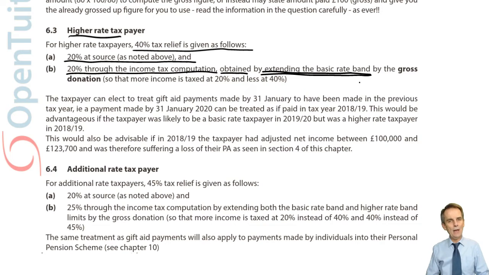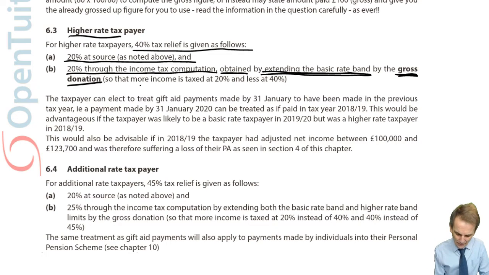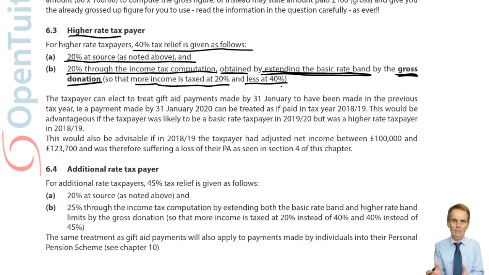So the way in which we now get our higher rate tax relief is by extending that basic rate band by, of course, and hence why we needed it, the gross donation, or in the case of personal pension contributions, the gross personal pension contributions. What does that do? It means that more income is taxed at 20% and less at 40%. We're getting that 20% saving.